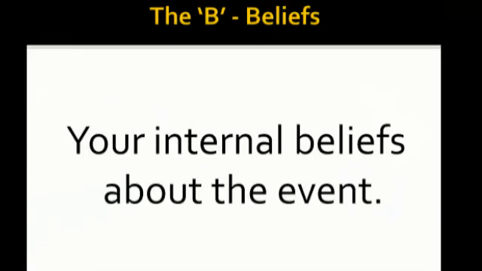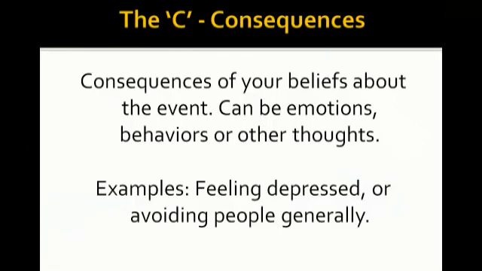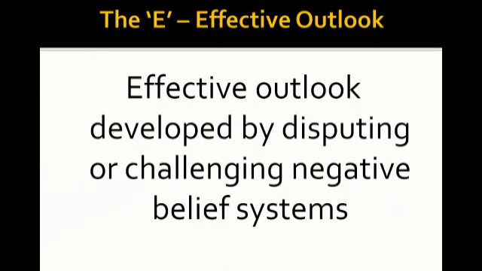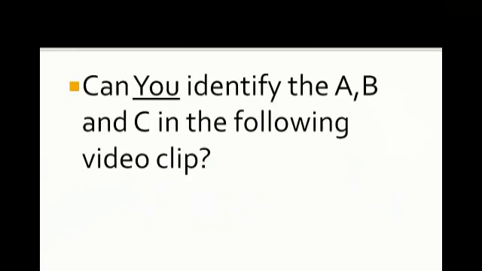B are your internal beliefs of the event. C are the consequences of your beliefs about the events. This can be emotions, behaviors, or thoughts, such as feeling depressed or avoiding people or situations. D and E usually take place during therapy. D is to dispute or challenge your unreasonable expectations, and E is an effective outlook developed by disputing or challenging negative belief systems. Can you identify the A, B, and C in the following video clip?